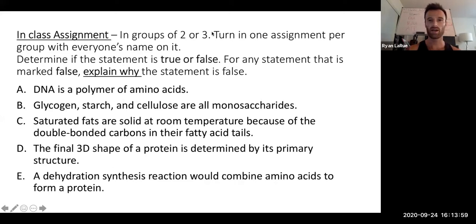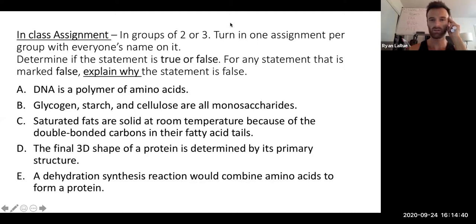DNA is a polymer of amino acids. True or false? False. Let's correct it. Why is it false? DNA is a polymer of what? Nucleotides, absolutely. And amino acids are the monomer for proteins. You bet. Good job.